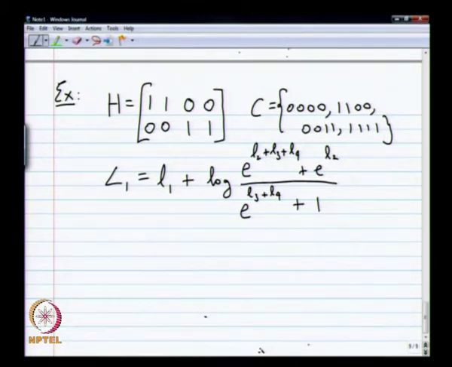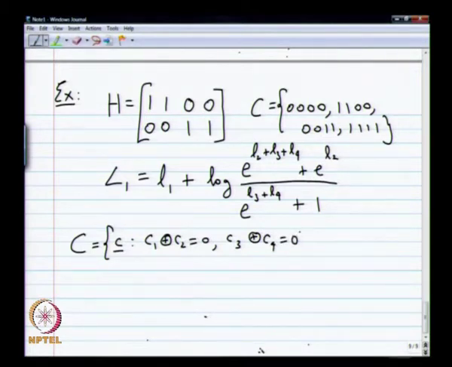Now you might want to argue about the conditions imposed by the parity check matrix. What are the conditions imposed by the parity check matrix? C1 XOR C2 equals 0, and then C3 XOR C4. Yeah, you can do further things. This is kind of two codes put together, so that's another reason why that happens. Anyway, let's not worry about that. Let's keep this.